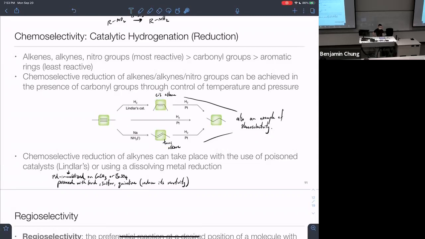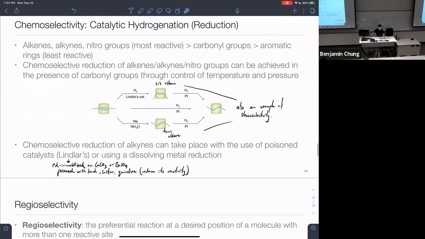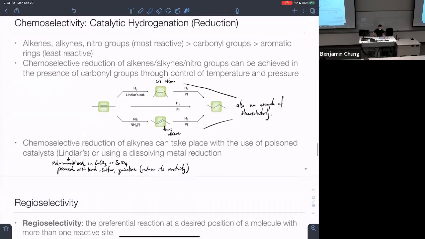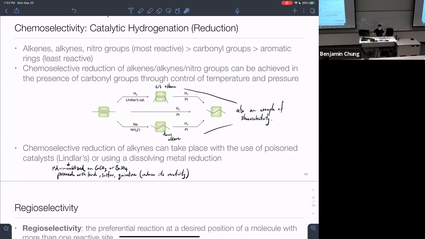And I actually want you guys to critically consider reactions as you come across them, because they can be all of these things: chemoselective, regioselective, and stereoselective, or none at all, or some of them. So anytime you come across a reaction, kind of have at the back of your mind, ask yourself, is this chemoselective, or can I make it chemoselective?